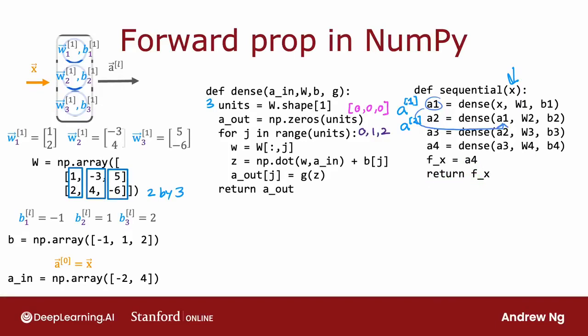Notice that here I'm using a capital W because one of the notational conventions from linear algebra is to use uppercase or capital letters when referring to a matrix, and lowercase to refer to vectors and scalars. So because it's a matrix, this is capital W. So that's it. You now know how to implement forward prop yourself from scratch.